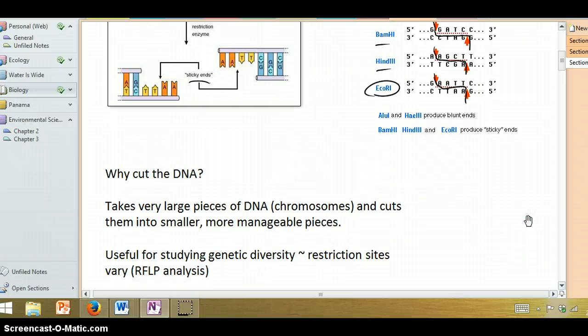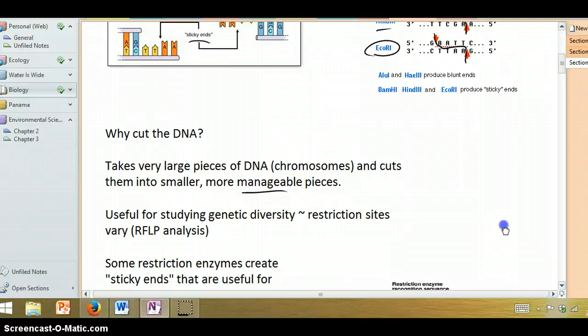So why cut up the DNA? Well, first of all, you can take a very large piece of DNA, essentially the DNA in a whole chromosome, and cut it up into smaller pieces, which are more manageable, easier to work with. And as we'll again see, you can then move this DNA around.